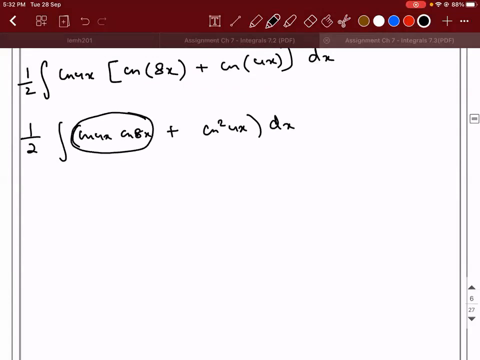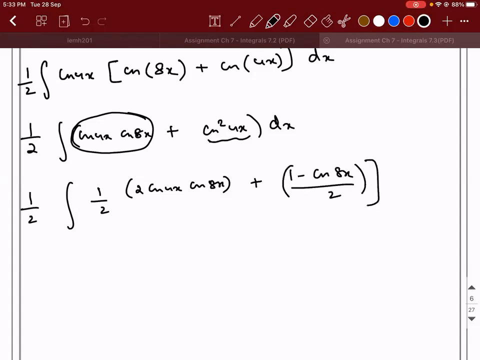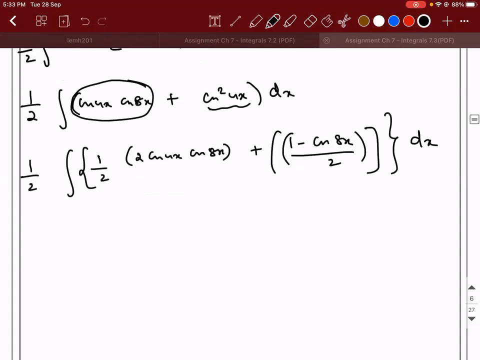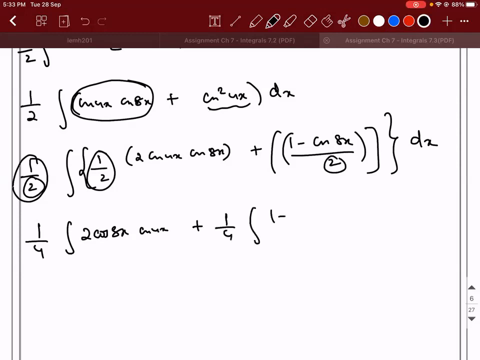So what are we supposed to do here? Cos 4x into cos 8x, again multiply and divide with 2. Cos 4x into cos 8x plus what is cos square 4x? It is 1 minus cos 8x, the whole divided by 2. This whole thing times dx. Correct? So half and this half will get combined. 1 by 4 into integral of 2 cos 8x into cos 4x plus 1 by 2 and 1 by 2 will get combined. 1 by 4 into integral of 1 minus cos 8x times dx.